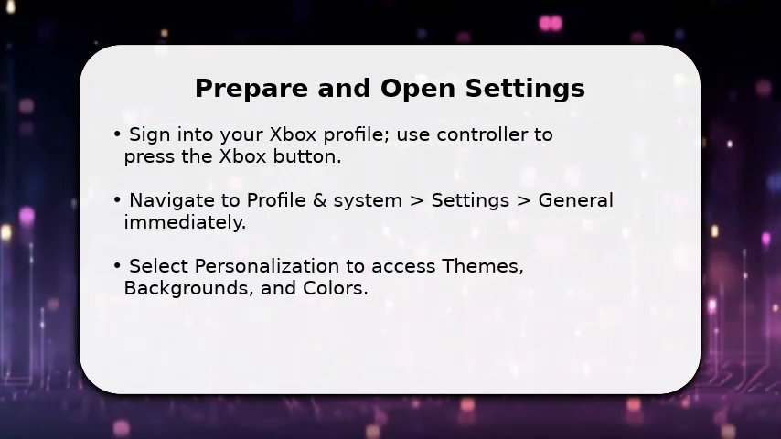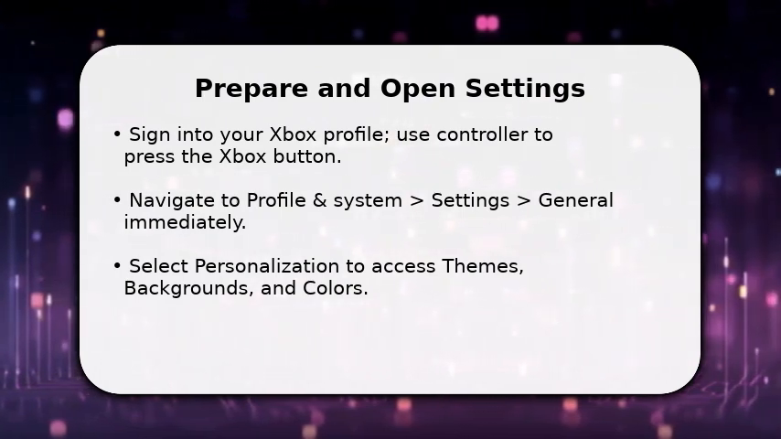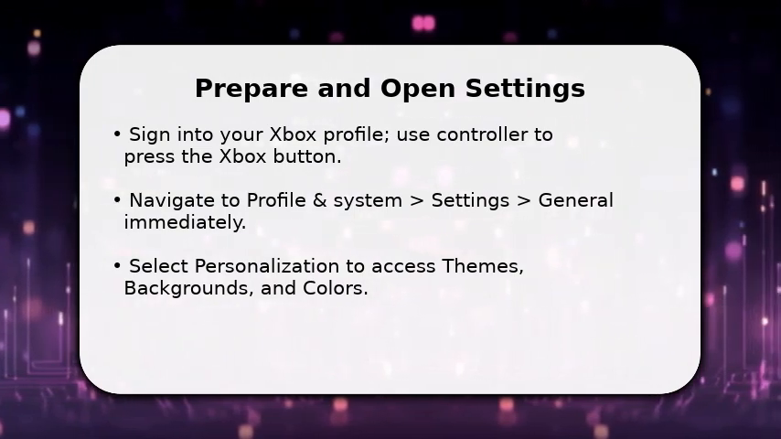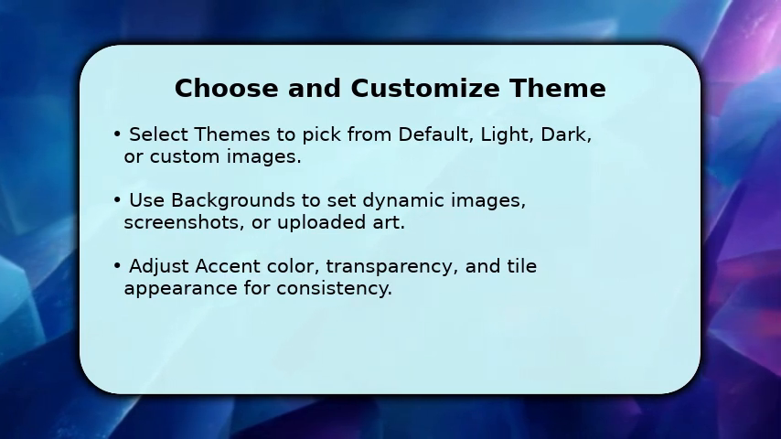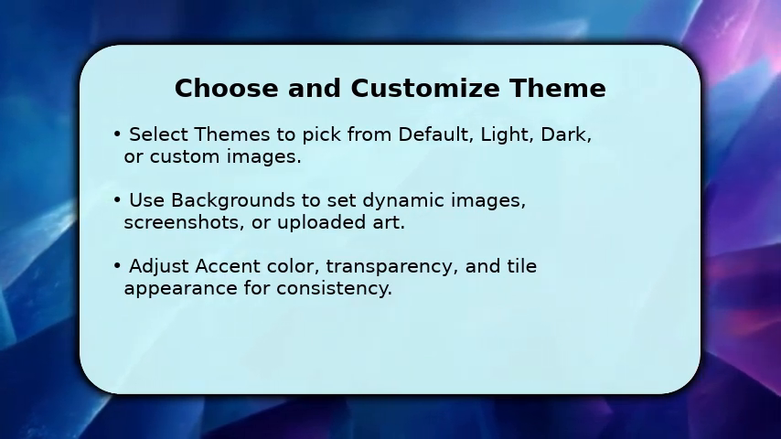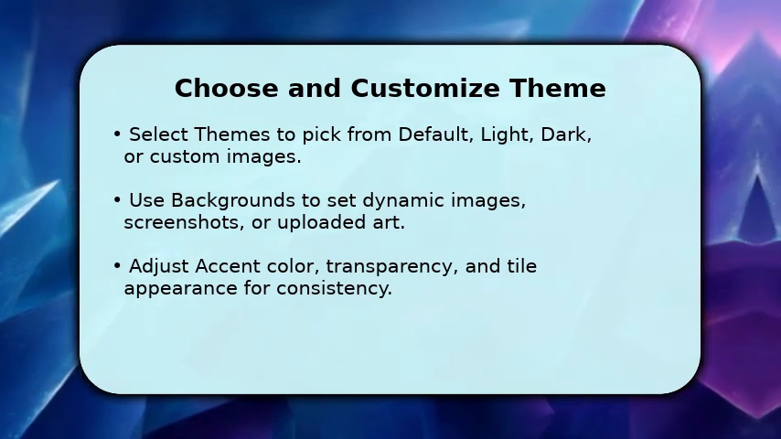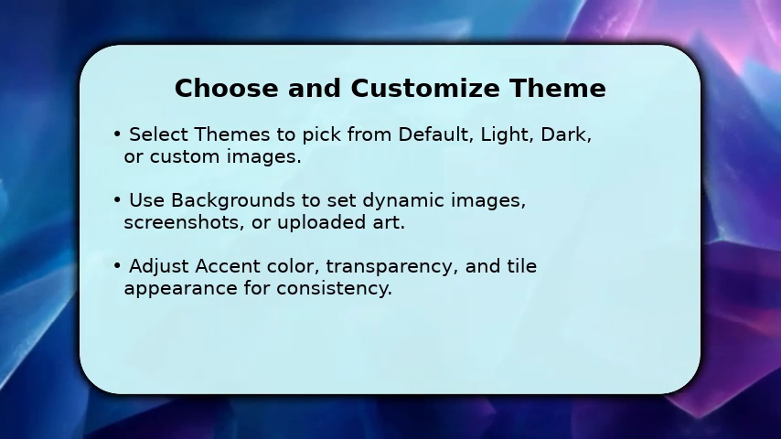You need only a few seconds here, and choosing personalization first saves time because it reveals theme options and related controls without extra navigation steps. Now choose themes and pick a base: default, light, dark, or a custom option. Once you select a base, move to backgrounds and choose from dynamic images, captured screenshots, or a USB/uploaded image.